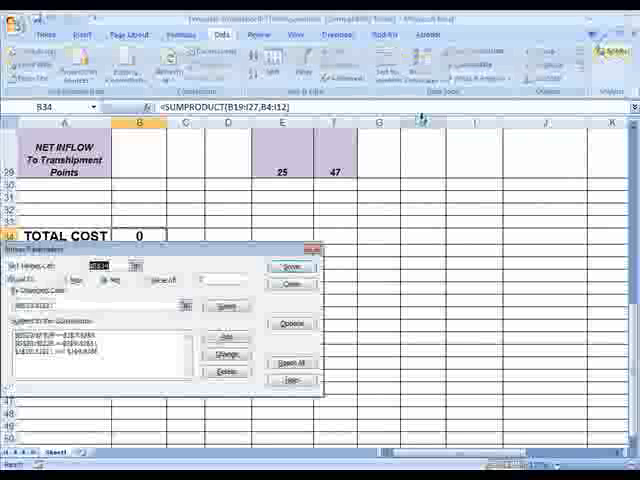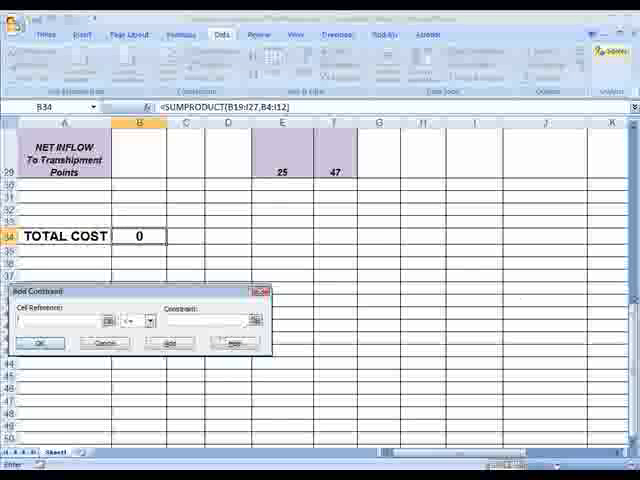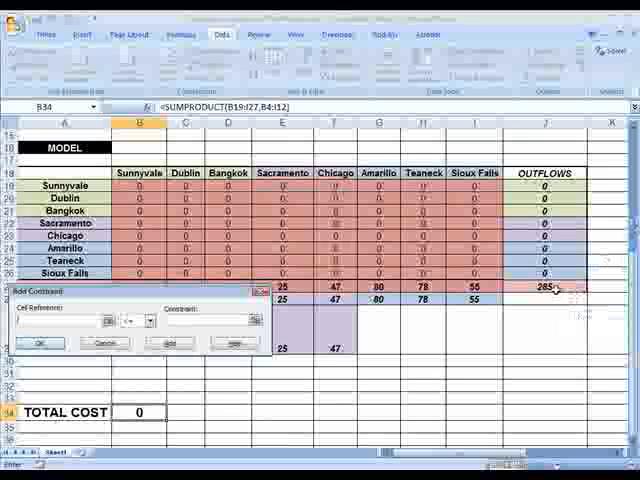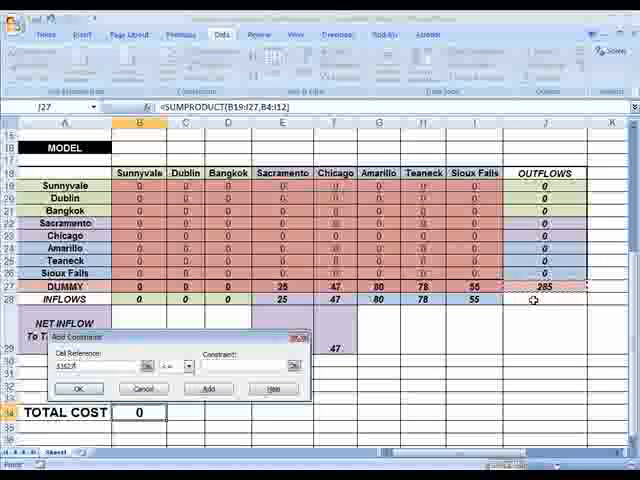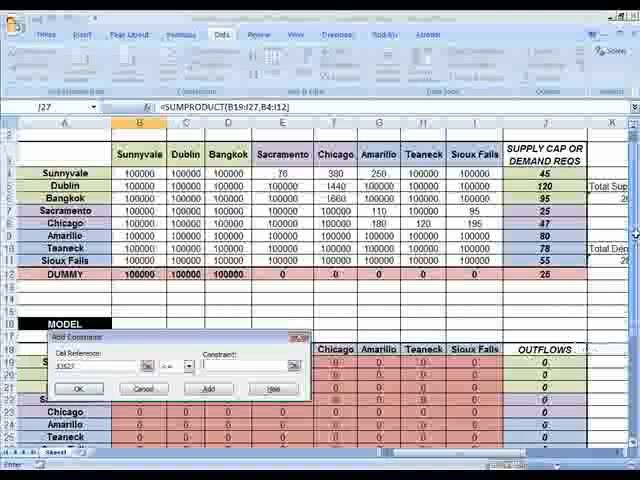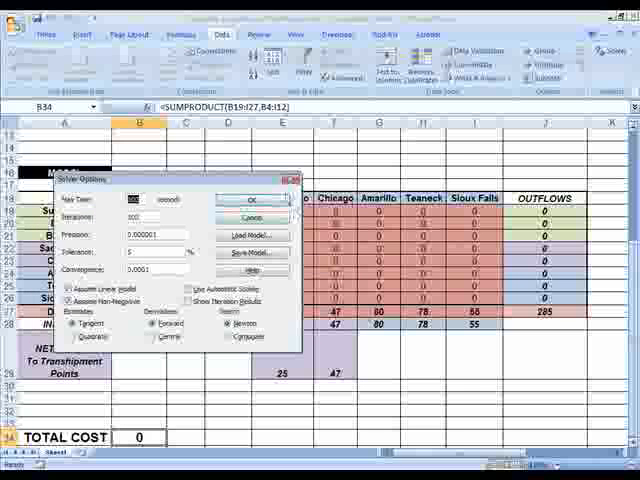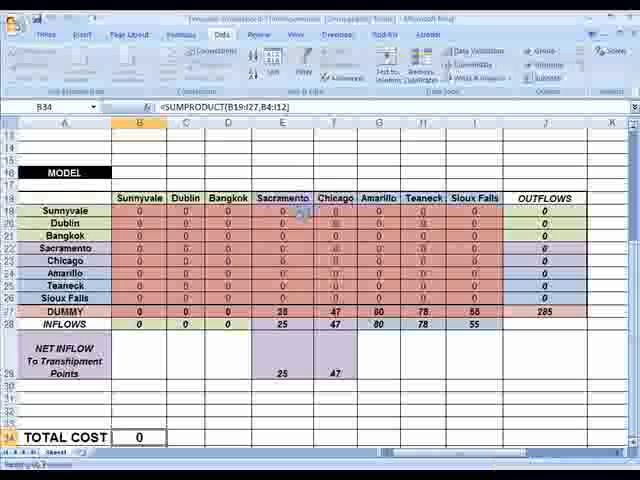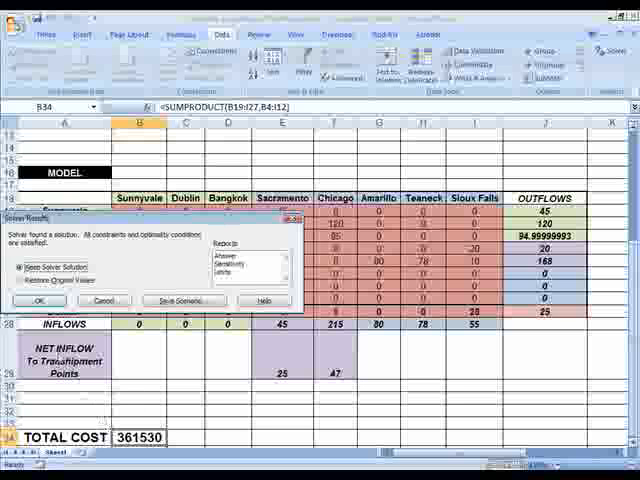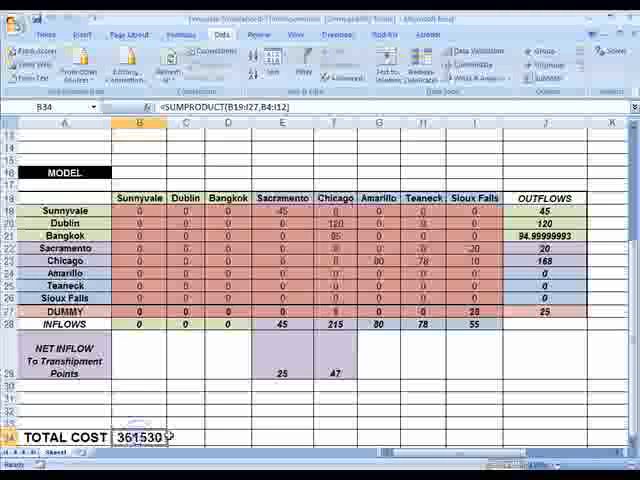So let's go into Solver and add one more constraint, which says that my total outflow from the dummy node, which is this cell right here, needs to be less than or equal to the supply capacity for the dummy node, which is 25, which we already set up, but I just forgot to add this constraint. So let's add that one constraint. Our options are still fine, and let's solve for this now. All right, and now we get a solution. So that's your total cost then.